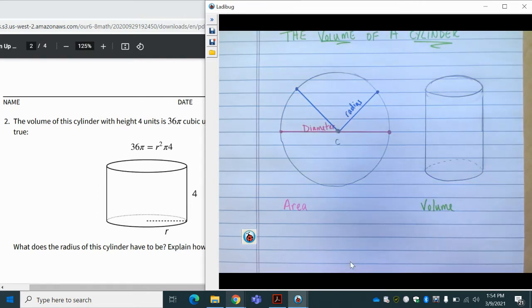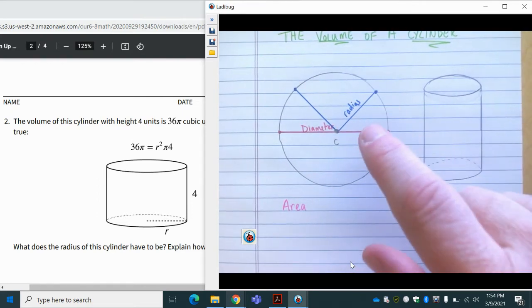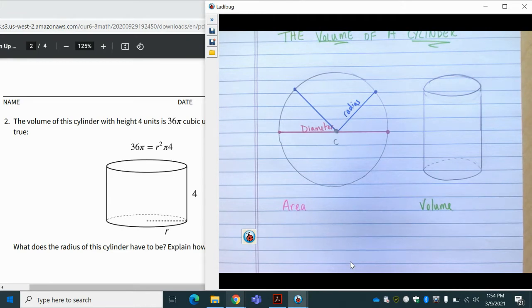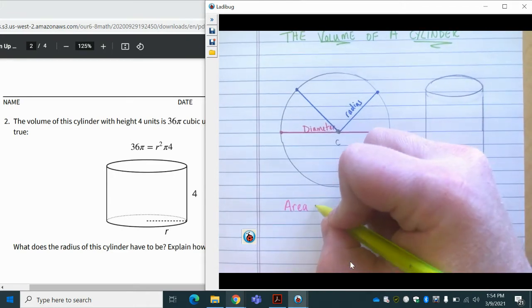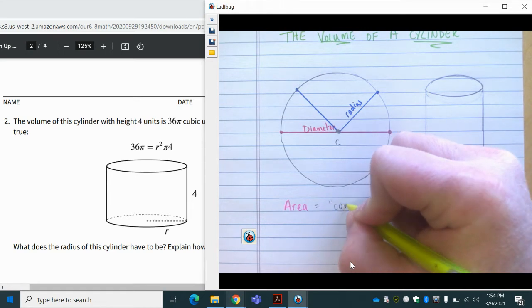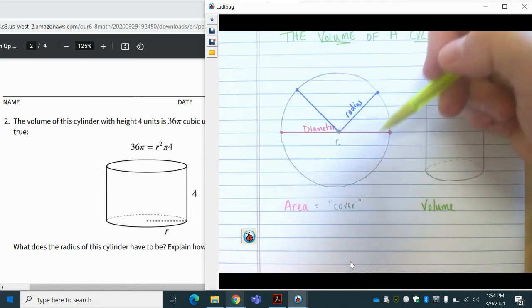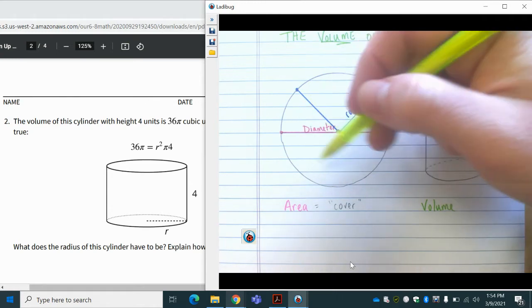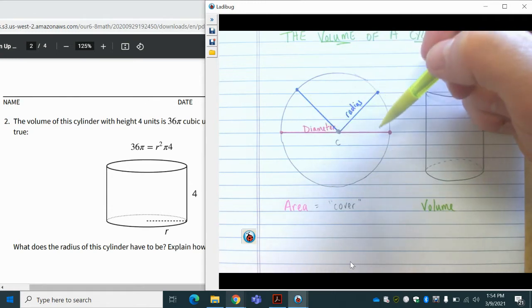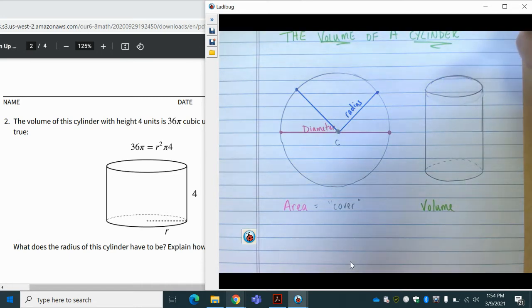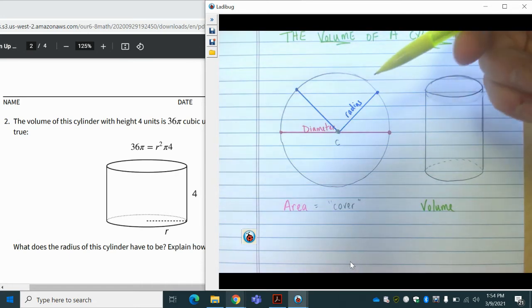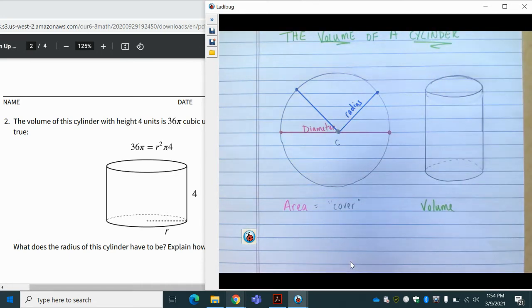So when we think about cylinders and their connection to circles, we need to understand what area is. The way that I think about area is just the amount of cover. So how much space is covered on the inside of this circle? You could also think about the floor of your room or classroom. That would be an example of area. How much carpet or wood covers that floor?